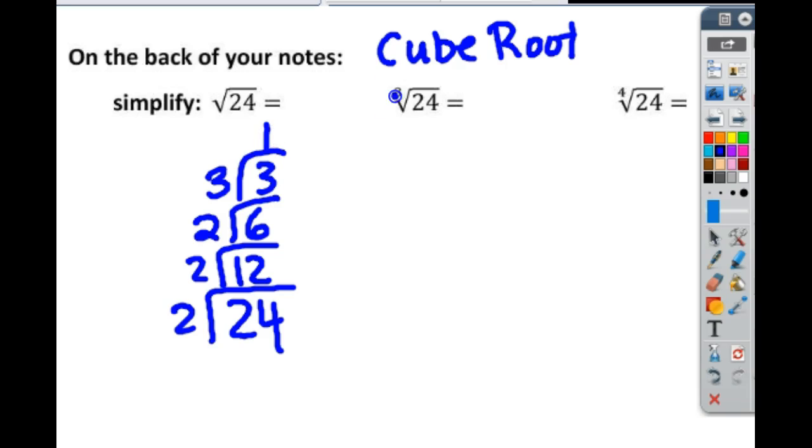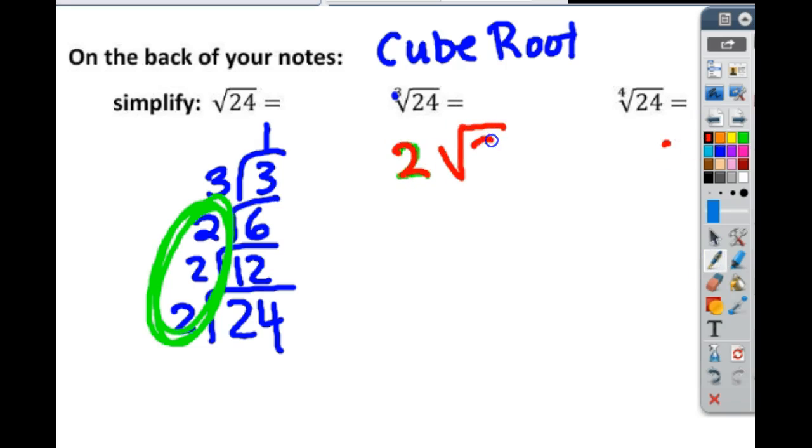But if this number right here is 3, instead of making groups of 2, you're looking for groups of 3. That's the only difference between finding a square root and a cubed root. And so I have a group of 2, and what's left over? Now, that's not quite right.